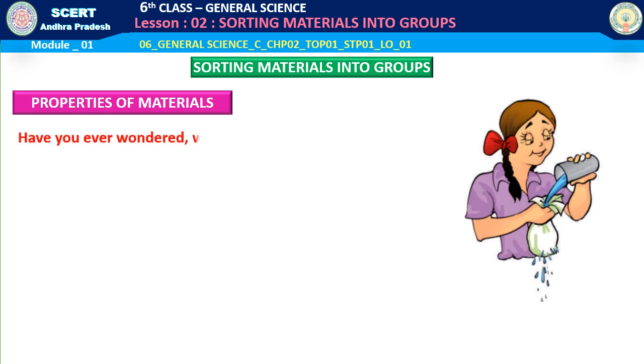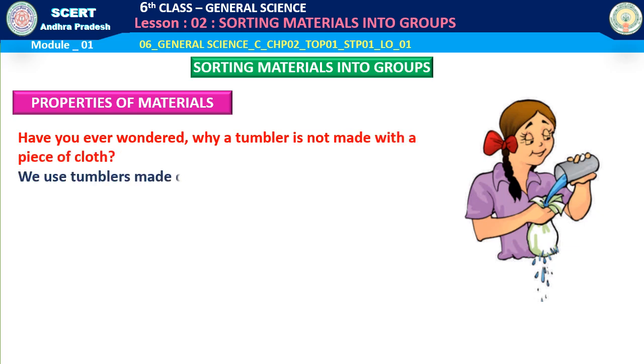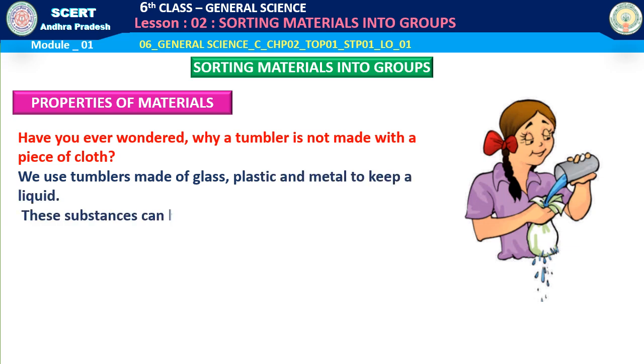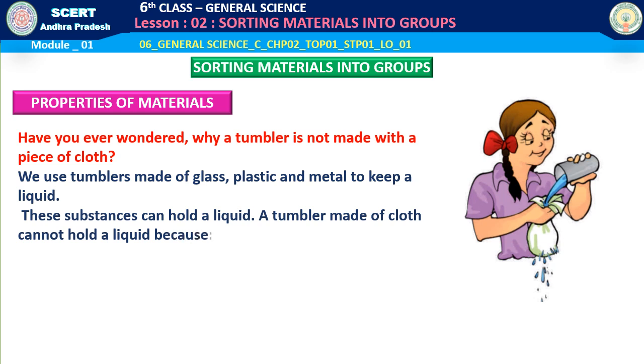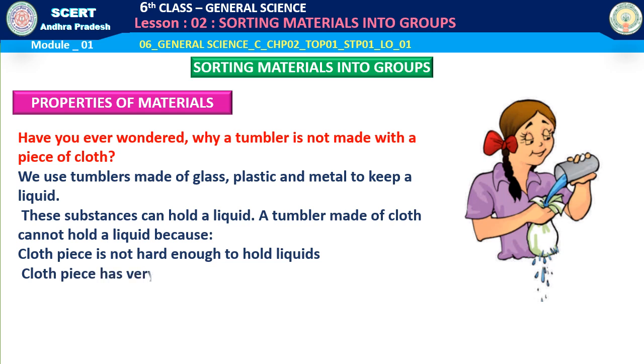Have you ever wondered why a tumbler is not made with a piece of cloth? We use tumblers made of glass, plastic and metal to keep a liquid. These substances can hold a liquid. A tumbler made of a cloth cannot hold a liquid because cloth piece is not hard enough to hold the liquids, and cloth piece has very minute pores through which the liquid oozes out.